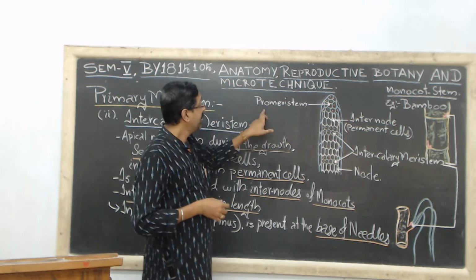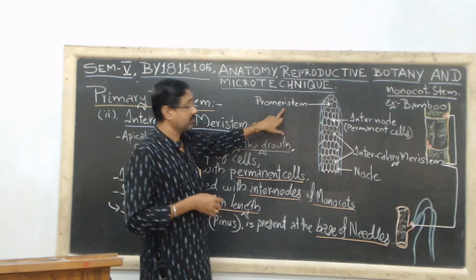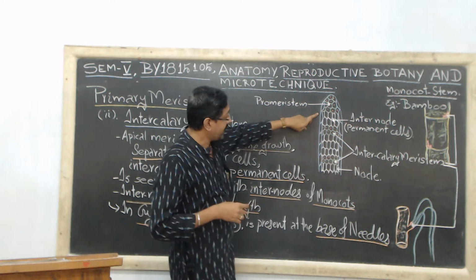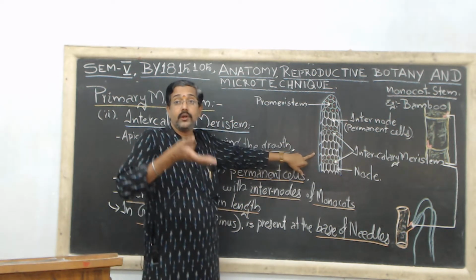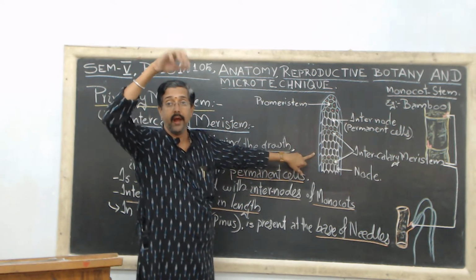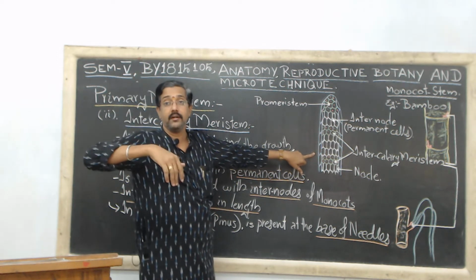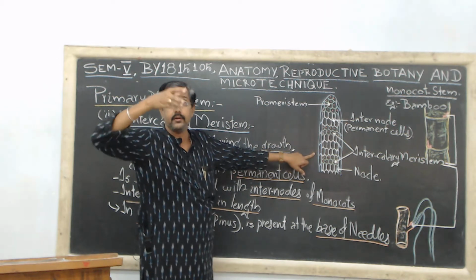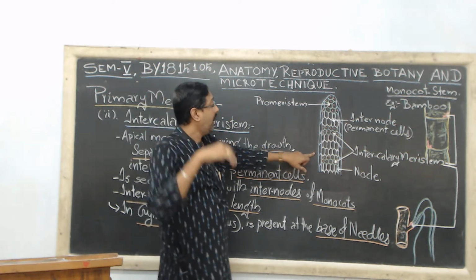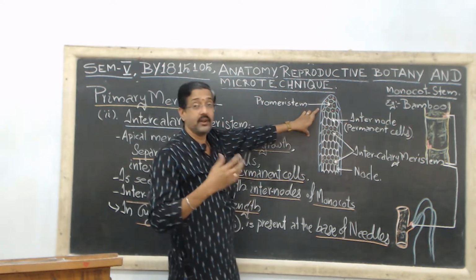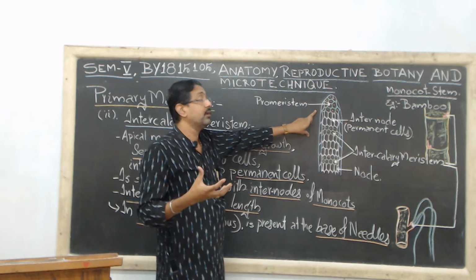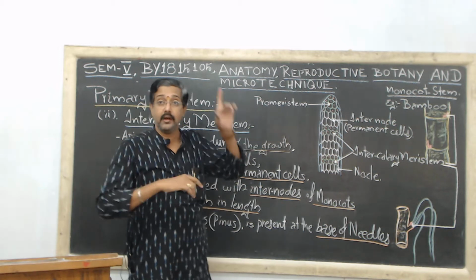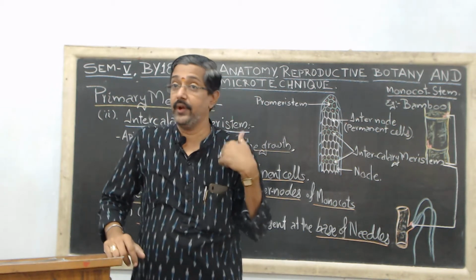In the shoot tip there is the apical meristem, which is called the promeristem. It increases the length of the shoot as it goes upwards, so the length of the plant increases. We can see the apical meristem dividing and giving more and more tissues by the activity of the promeristem. In the last session we discussed this.